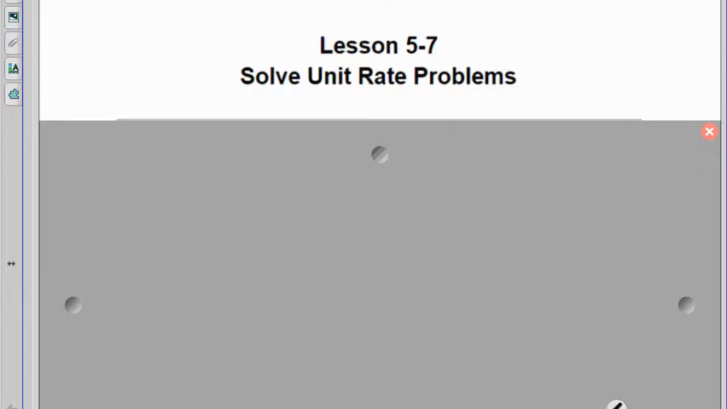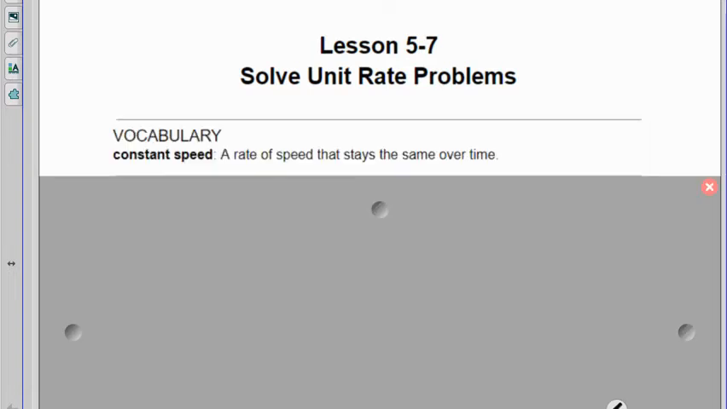Welcome to Lesson 5-7. That's Topic 5, Lesson 7. Today we're going to use unit rates to solve some problems. A little terminology here, a constant speed. It's just what it sounds like. It's a rate of speed that stays the same over time.